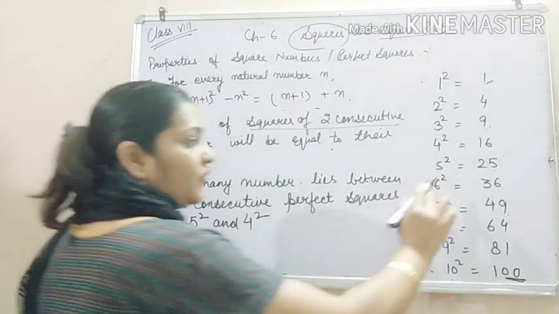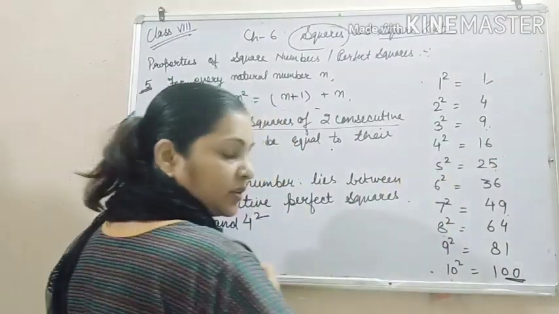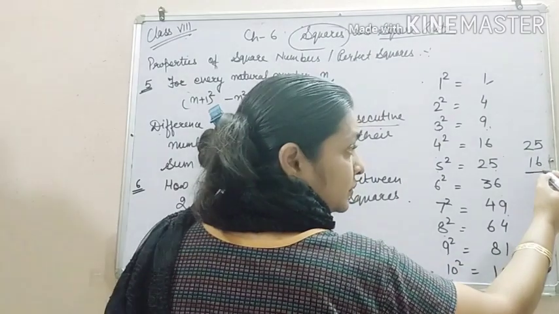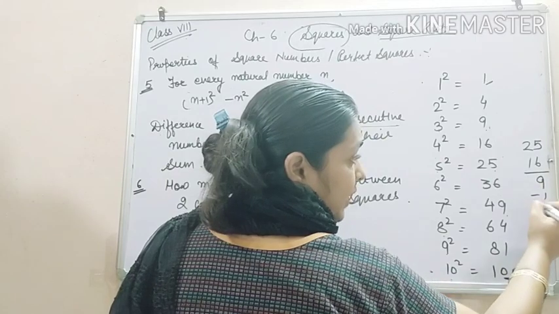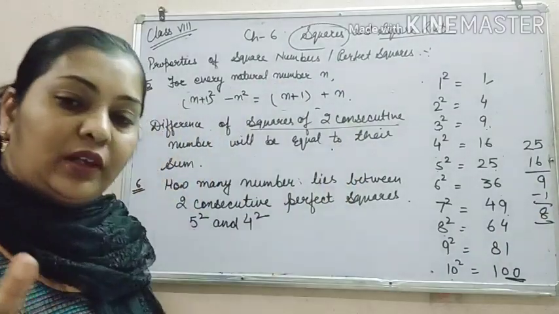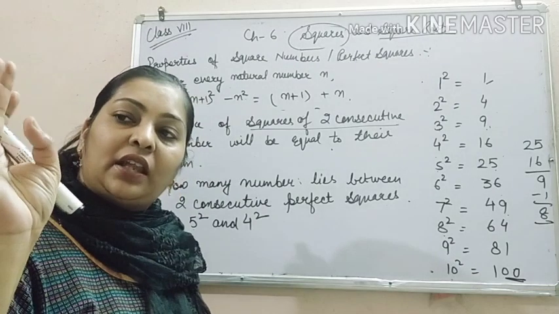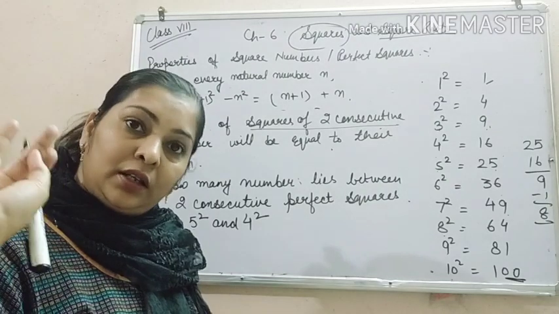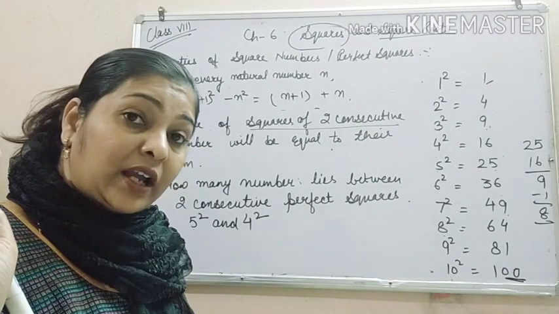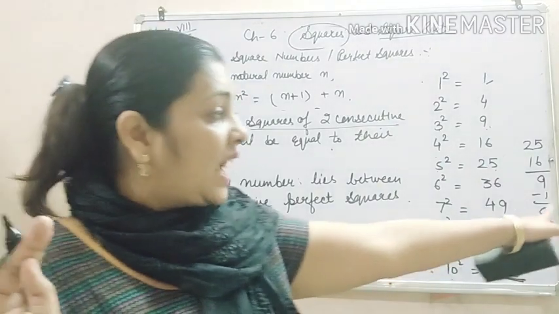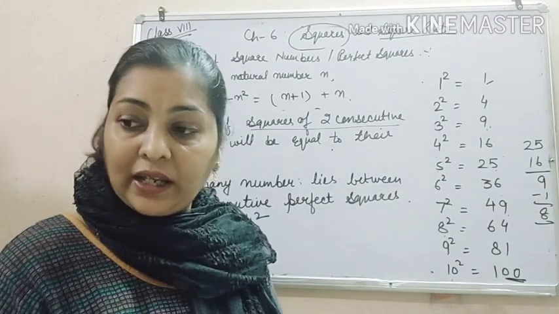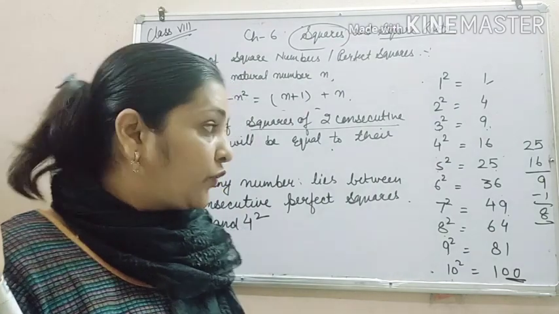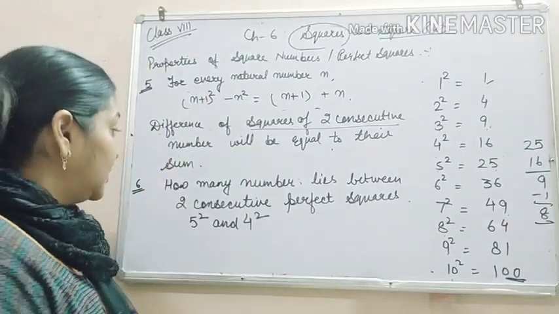You know that 5 square is equal to 25 and 4 square is equal to 16. One way is you will subtract them. It will be 9 and then minus 1, 8 numbers. Or you will count it: 17, 18, 19, 20, 21, 22, 23, 24. In between I am asking, so 25 will not be included. That's why I have subtracted 1. 8 numbers lie between these two.